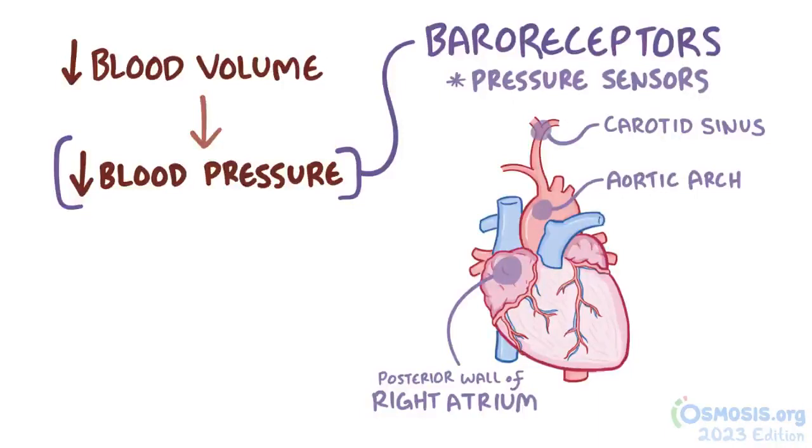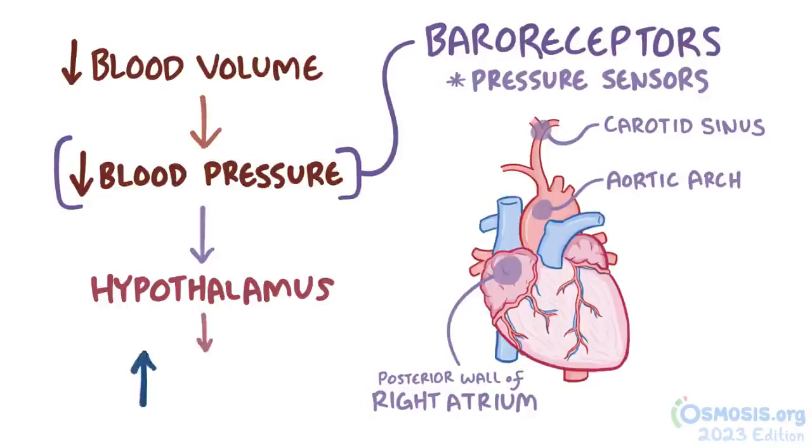So if blood volume decreases and there's less stretch on those walls, the baroreceptors change their rate of firing a signal up to the hypothalamus. The hypothalamus senses the change and starts making more antidiuretic hormone. So ultimately, both an increase in osmolarity and a decrease in pressure lead to more ADH.